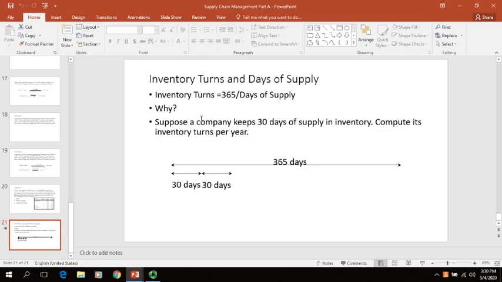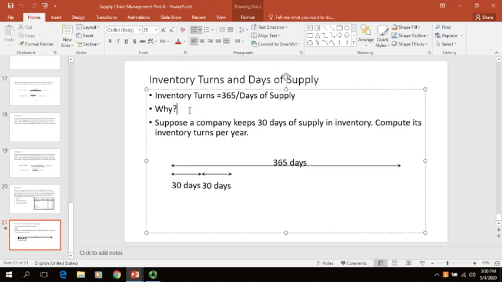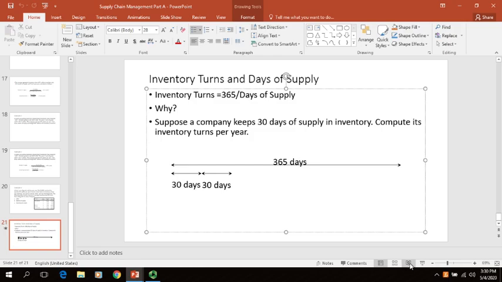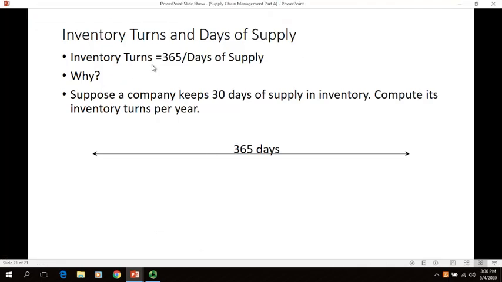Now the last topic I want to cover is the relationship between the inventory turnover and the days of supply. The relationship between the two is as follows. Inventory turns is equal to 365 divided by the number of days of supply. Why? Let's look at the following example. Suppose a company keeps 30 days of supply in inventory. Compute its inventory turns per year. So there are 365 days in a year.